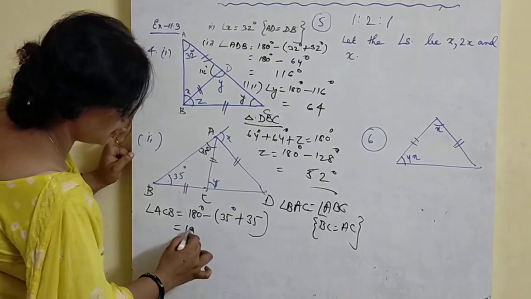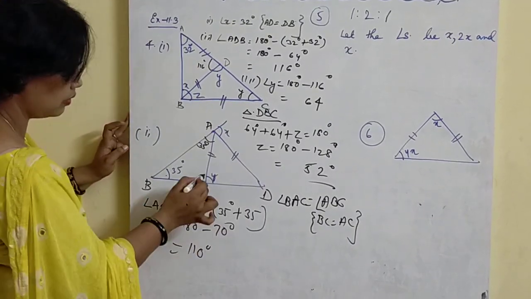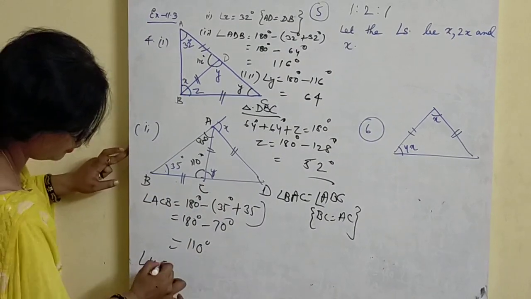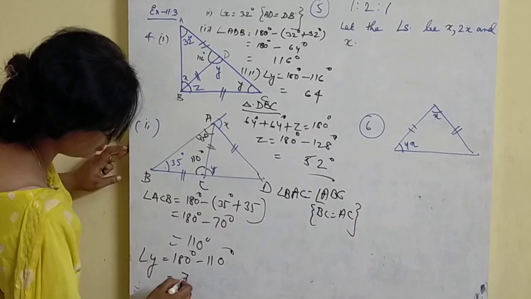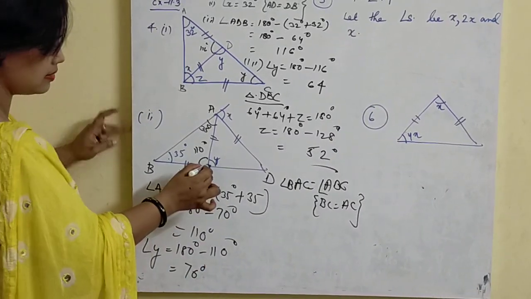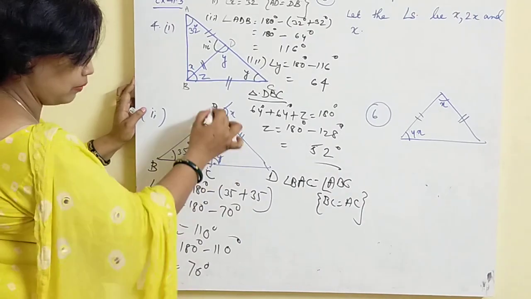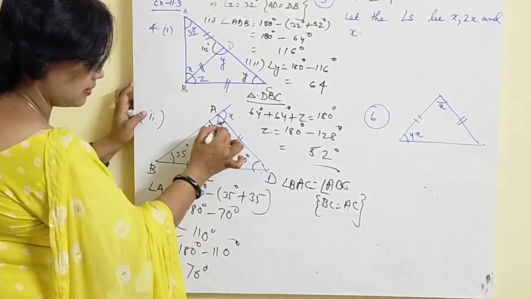So 180 minus 70, 110. So this angle we get 110 degree. Therefore angle y is equal to 180 minus 110 degree, 70 degree. Now this is 70 degree. So if this is 70 degree, as AC is equal to AD, this will also be 70 degree. So we will get this angle.